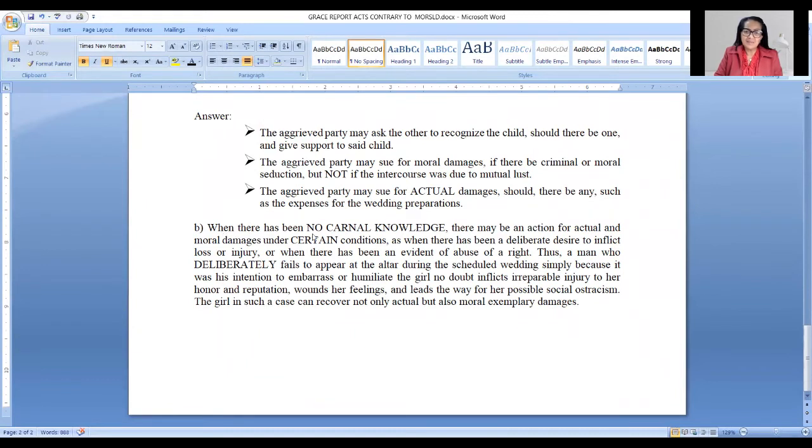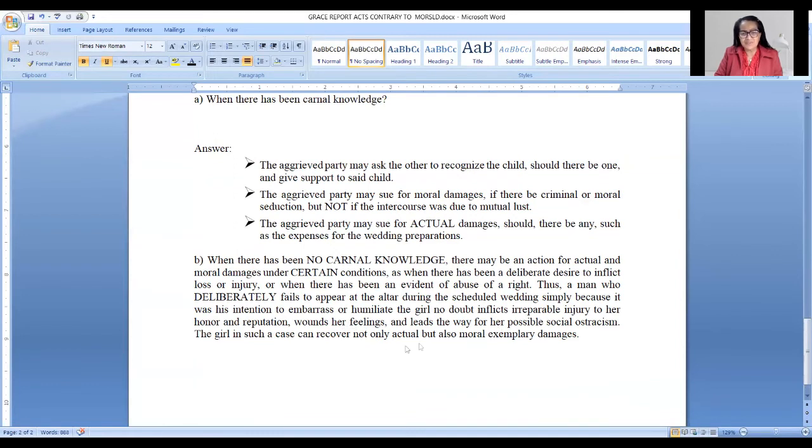B. When there has been no carnal knowledge, there may be an action for actual and moral damages under certain conditions, as when there has been a deliberate desire to inflict loss or injury, or when there has been an evident abuse of right. Thus, a man who deliberately fails to appear at the altar during the scheduled wedding simply because it was his intention to embarrass or humiliate the girl, no doubt inflicts irreparable injury to her honor and reputation, wounds her feelings, and leads the way for her possible social ostracism. The girl in such a case can recover not only actual but also moral and exemplary damages.